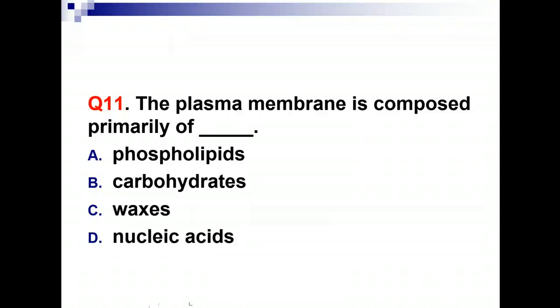Let's review. Question 11. The plasma membrane is composed primarily of, choose the correct answer.